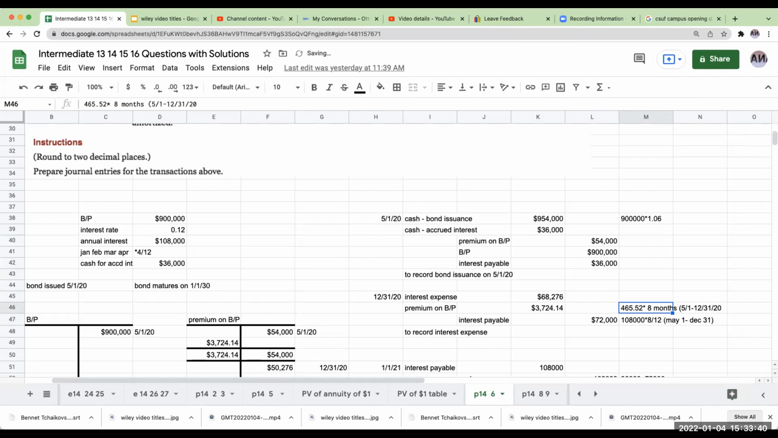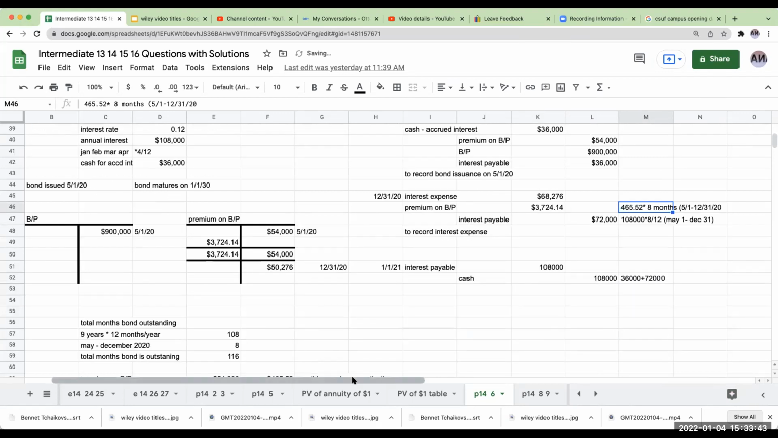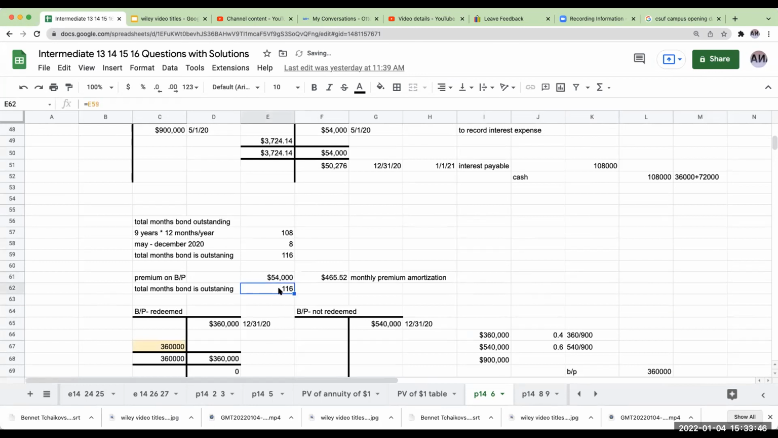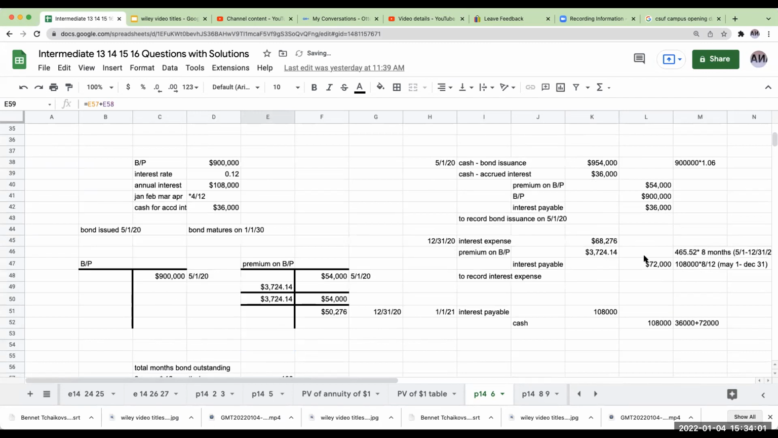So I took 465.52, which was my monthly premium amortization. Remember, we're doing this over 116 months. Why 116? Because my months outstanding is not 120. It's 4 months less because I issued the bond on May 1st. So I'm recording my premium amortization on bond payable, crediting interest payable. When the payment is due, I debit interest payable for the 108, which is the 36 I accrued at the very beginning plus the 72 I accrued over here, showing my total cash.